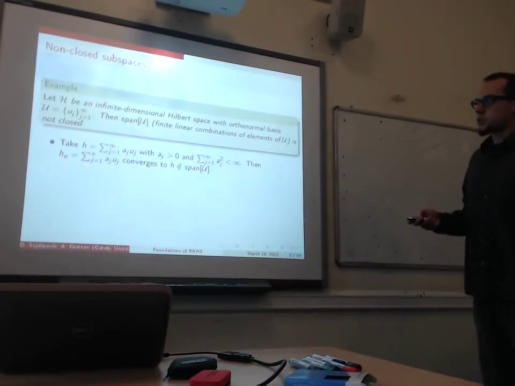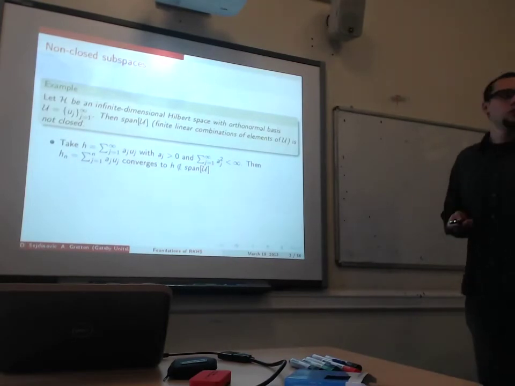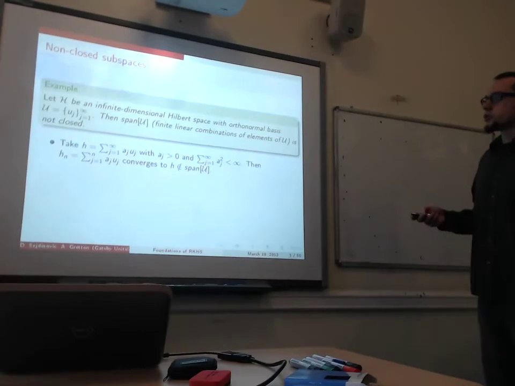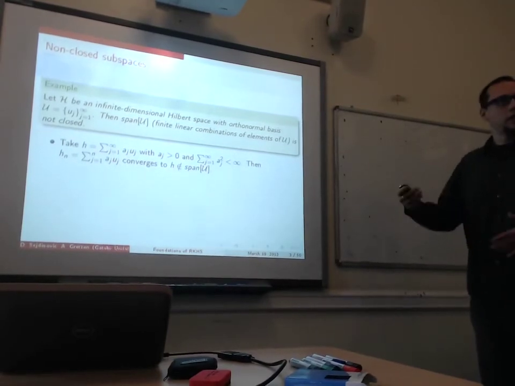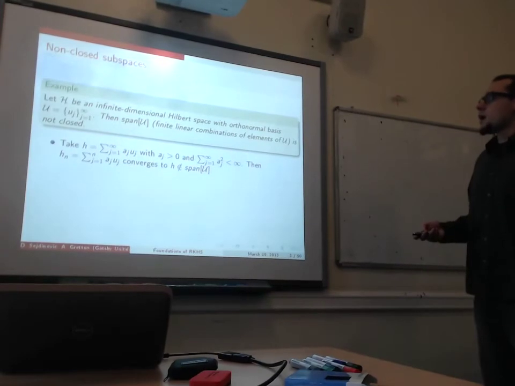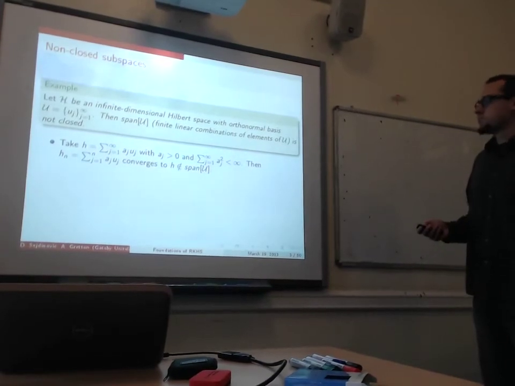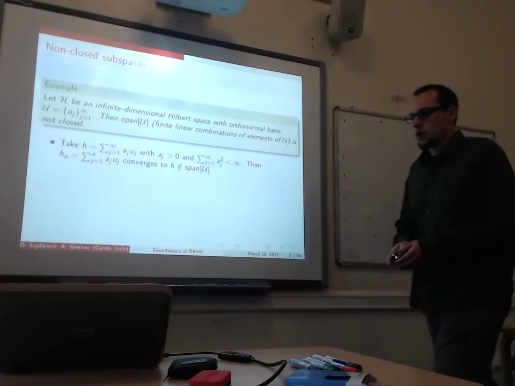So then if I just truncate that sum, these elements will lie in the span of U, and they will converge to that element, right? Which is not in the span of U. So again, you have an example where you have a subspace that's not closed. Okay.